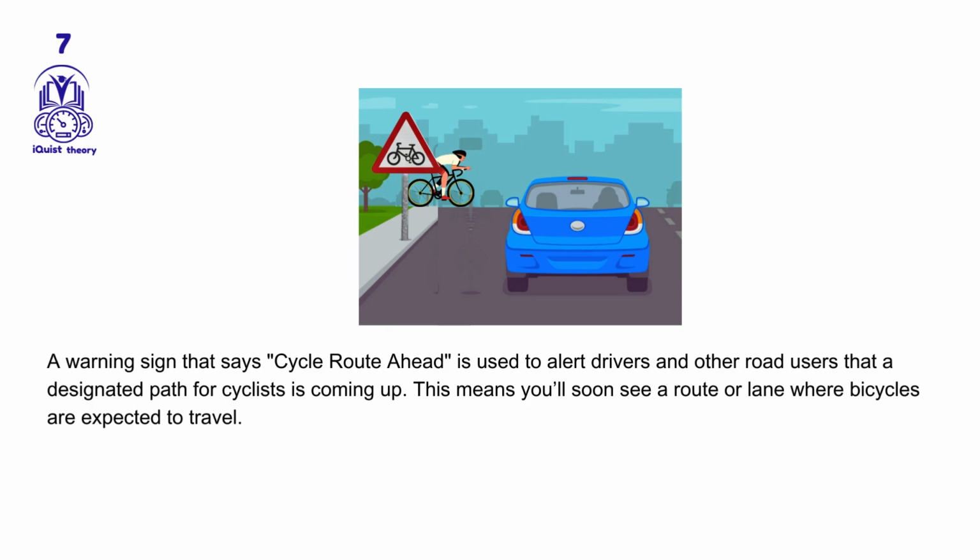A warning sign that says, "Cycle route ahead," is used to alert drivers and other road users that a designated path for cyclists is coming up. This means you'll soon see a route or lane where bicycles are expected to travel.